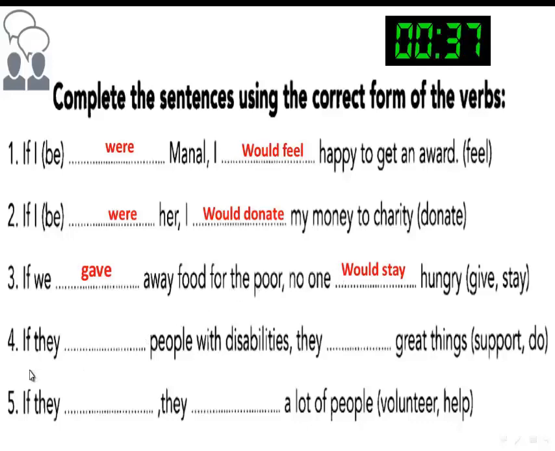Number 4, think about it. If they, people with disabilities, they great things. 2 verbs also, support, do. So support here, we should write it in the first space with if. So here we should write the second form, past tense. If they supported people with disabilities, they would, right? And the infinitive form, do. They would do great things.